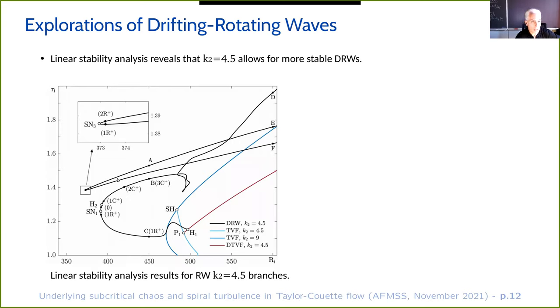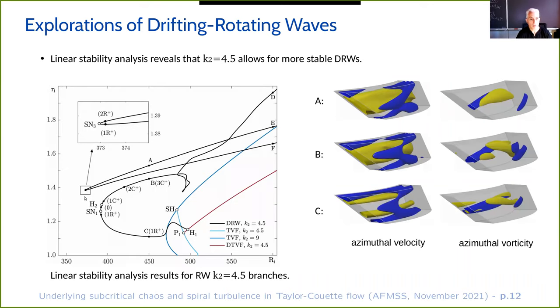This upper branch here is already very unstable. Okay, so we are going to focus on this region of parameter space. Just to give you a glimpse of how the solutions look, I'm going to show you here the azimuthal velocity distribution of this drifting rotating wave, this other upper branch drifting rotating wave, and the lower branch rotating wave. I would like you to focus on point B, which is the structure where you can really see a high speed streak in the center, followed by two inflectional profiles.